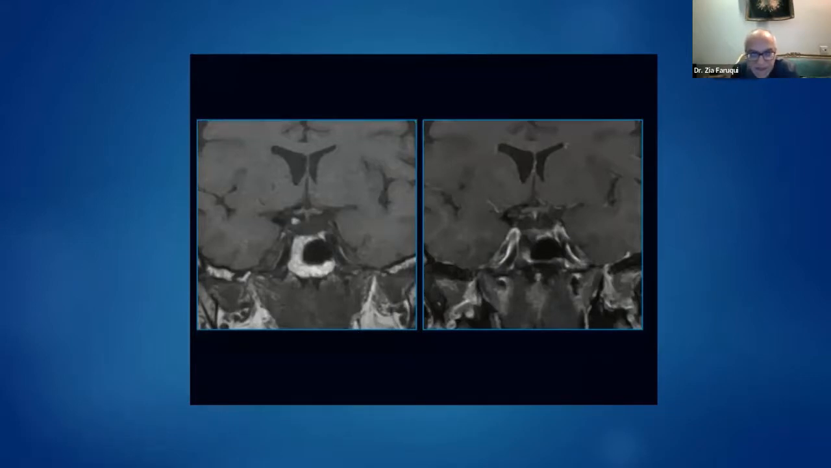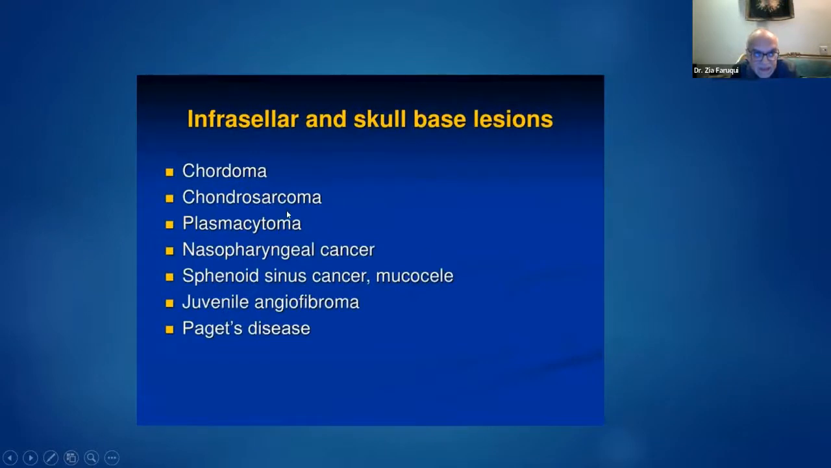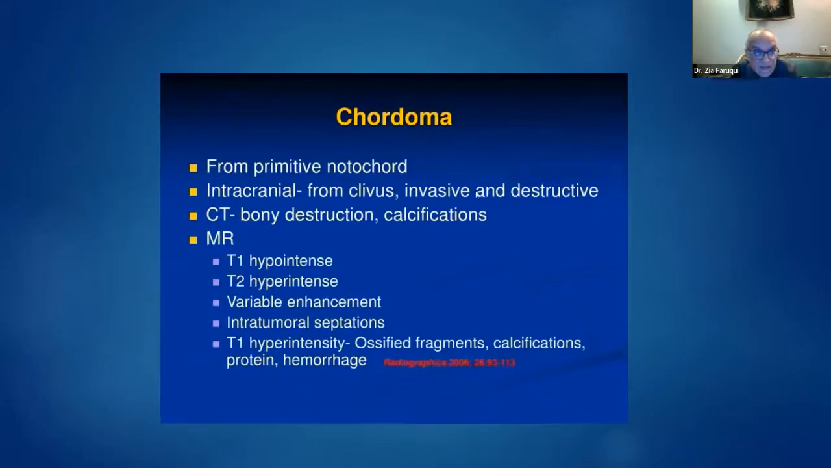Right. Thank you. Okay. So infrasellar regions, skull base, sphenoid bone, sphenoid sinus, nasopharynx, clivus, these are the important structures. These are the pathologies which you see. The most common are chordoma, chondrosarcoma, sometimes difficult to differentiate between them. Any of these other lesions can also involve this. Paget's disease, in Pakistan, if you see it, it's something else. I've never seen Paget's in Pakistan.